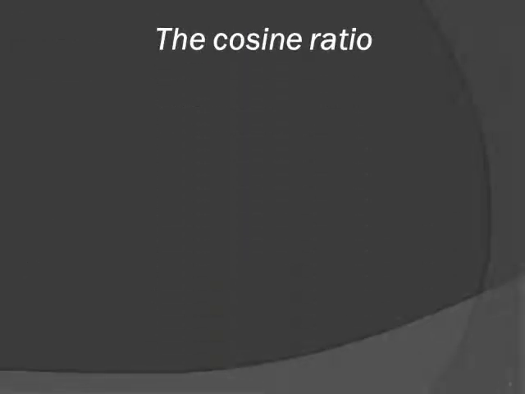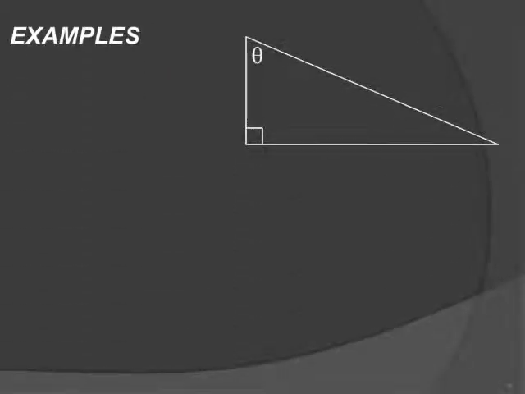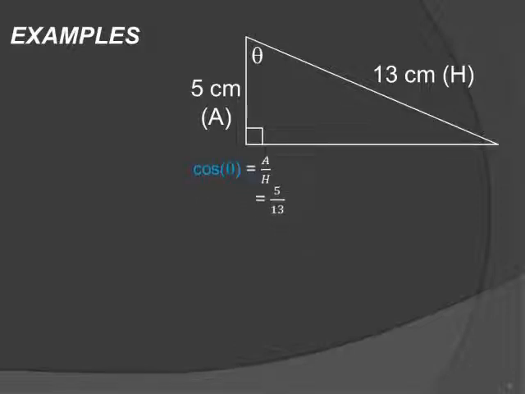The cosine ratio. Here's our triangle again with the A, the O and the H all on board. Cos is defined as the ratio of the adjacent to the hypotenuse. So here we've got some examples. Here's our triangle. We have a hypotenuse of 13 centimetres and an adjacent of 5 centimetres. So cos of the angle is A over H, which is 5 over 13.